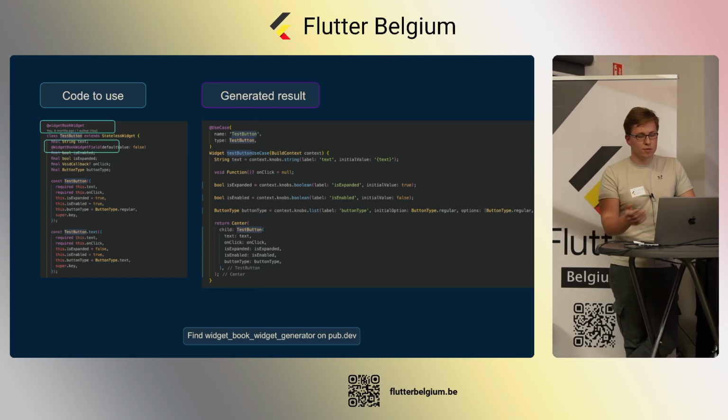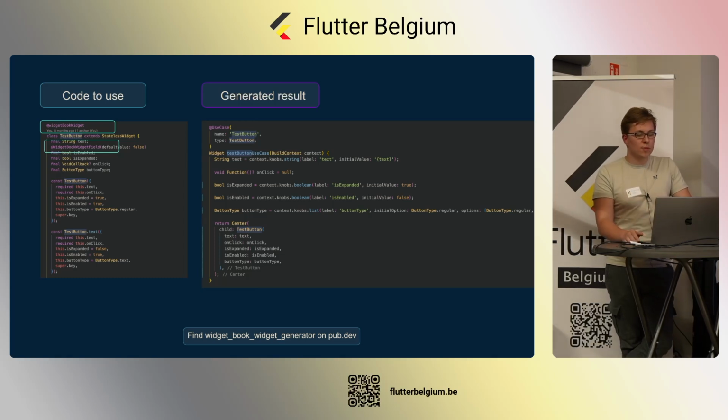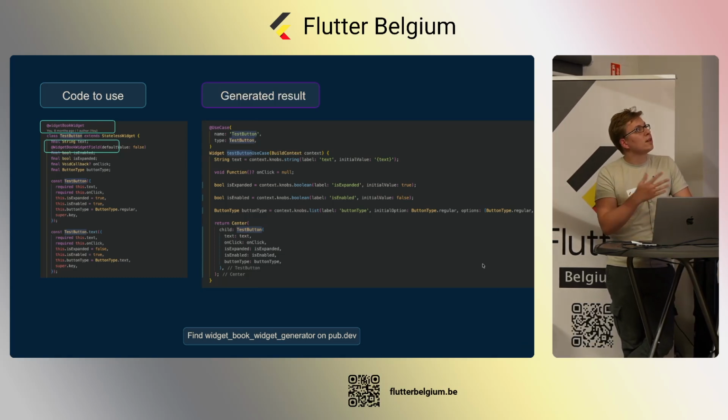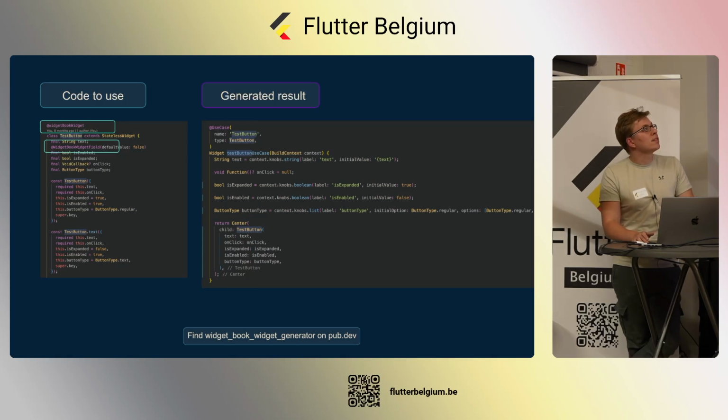Before, you had to do a Boolean knob, and then a list knob with all the options of your enum, and you had to add all this yourself, and now it just gets automatically generated. It also supports named constructors, so the test button and the test button.text are going to be separate lines in the widget book UI.